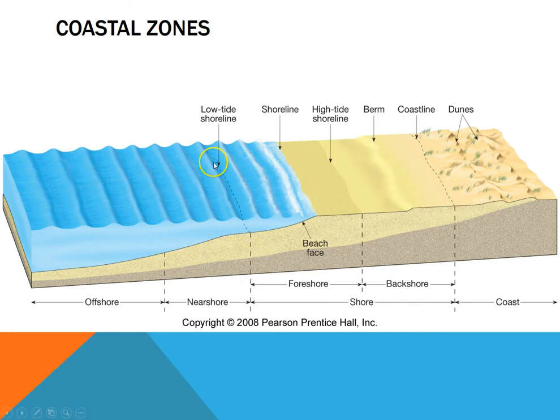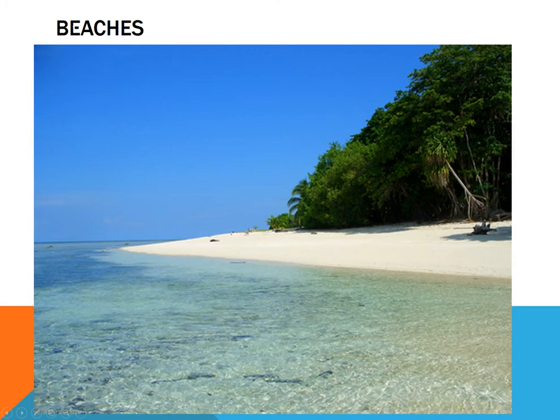And then at the low tide shoreline starts the foreshore region. So foreshore is between the low tide and high tide line. Then you have your backshore. And then from there you have the coast. But everybody likes beaches, right? That's a lovely shot of a beach in Polynesia.